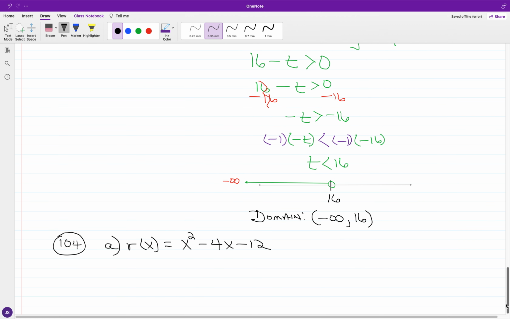And in this one, I don't have an even root radical, I do not have a fraction, I just have a quadratic function. I have x squared minus 4x minus 12. So for both x squared and negative 4x, I can plug in any value from the real number system and still have a defined expression. So in this one, we don't have any restrictions, meaning that x could be a 0, it could be a positive, it could be a negative.